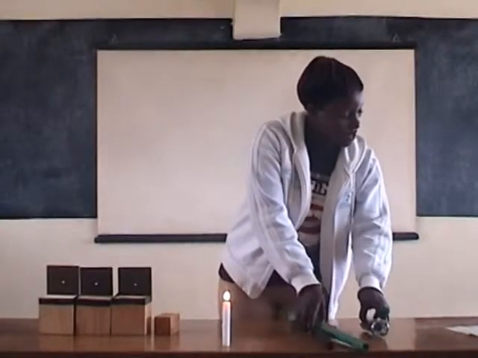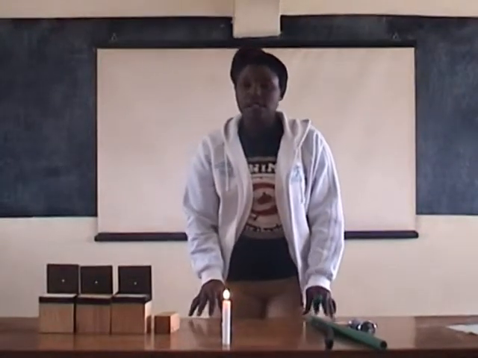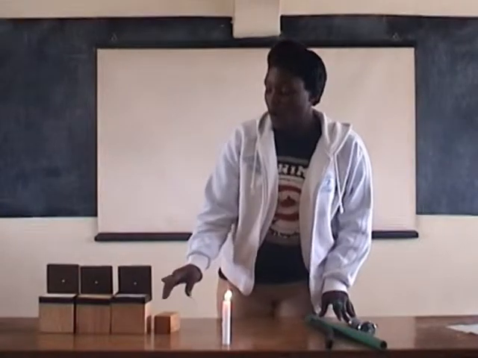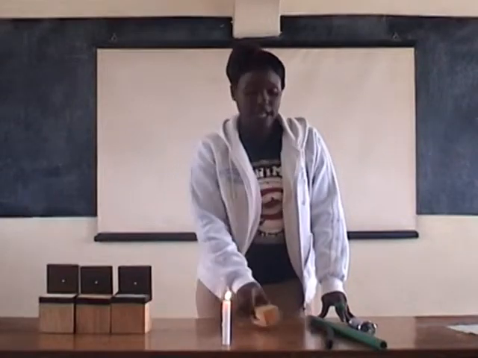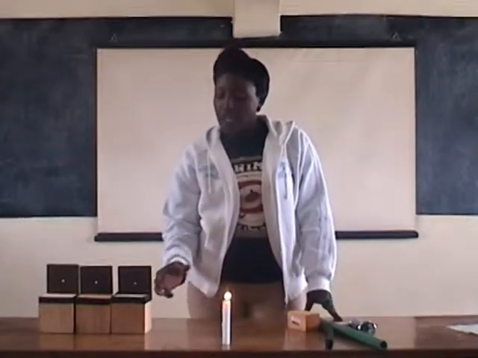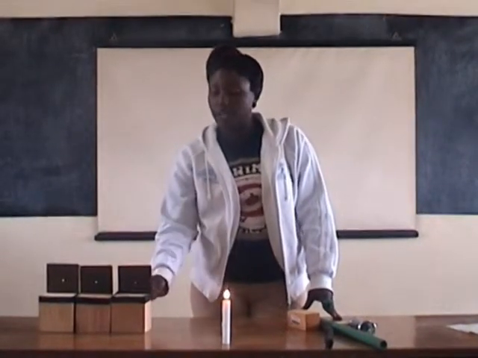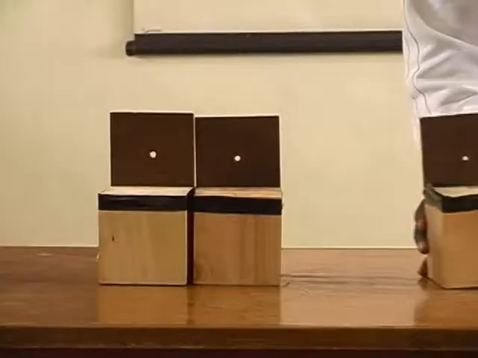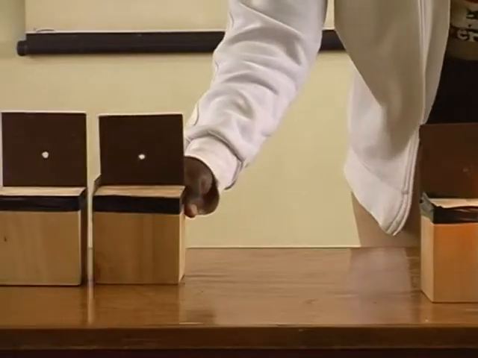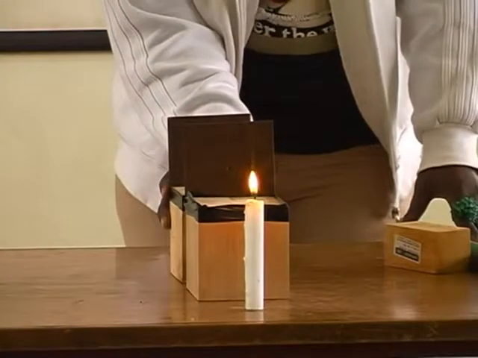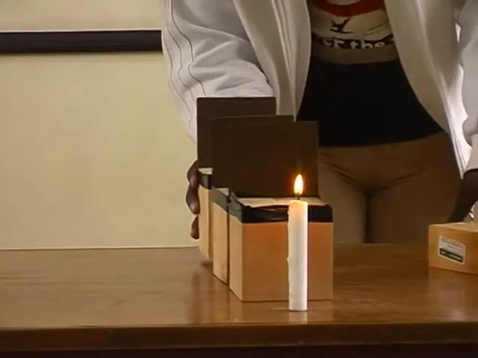Now, we are going to use the cardboards. I'm going to arrange them in a straight line whereby all the holes at the center will be in the same alignment, to see whether if I look through the cardboards, I will see the light from the candle. So I'll start from cardboard A. I have also cardboard B, then cardboard C.